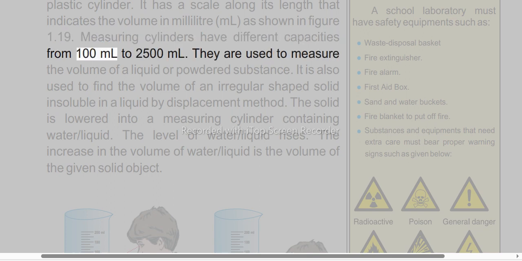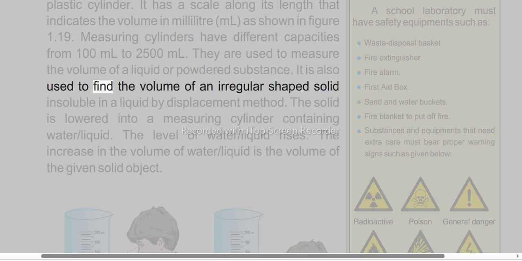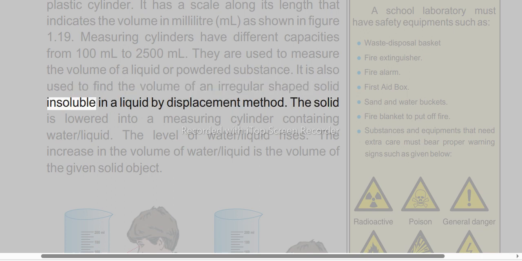From 100 milliliters to 2,500 milliliters. They are used to measure the volume of a liquid or powdered substance. It is also used to find the volume of an irregular-shaped solid, insoluble in a liquid by displacement method.